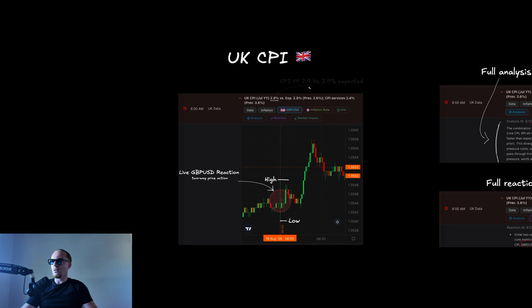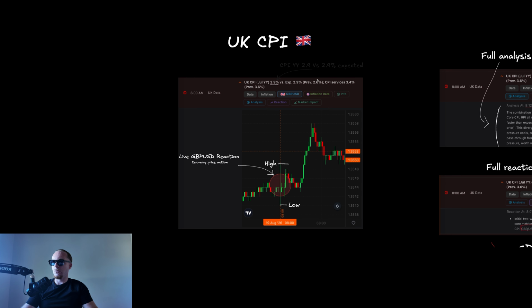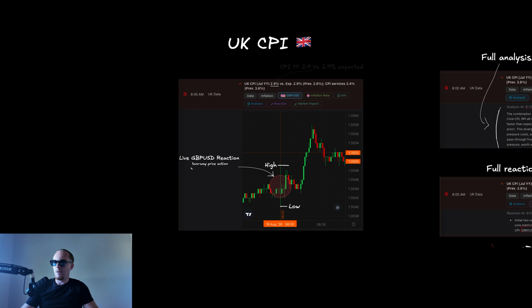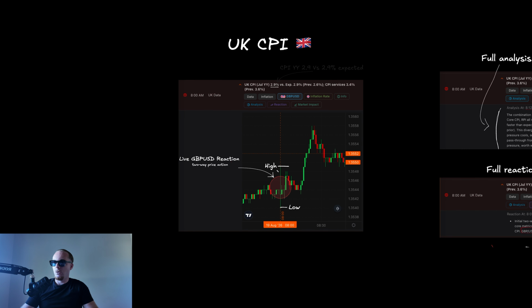So this is the CPI, 2.9 versus 2.9. So let's say it's basically as expected, right? And you have the live GBPUSD reaction, and there is a two-way price action. You have the high of the first candle and the low. As you can see, it went up, then down, and then we pushed higher.